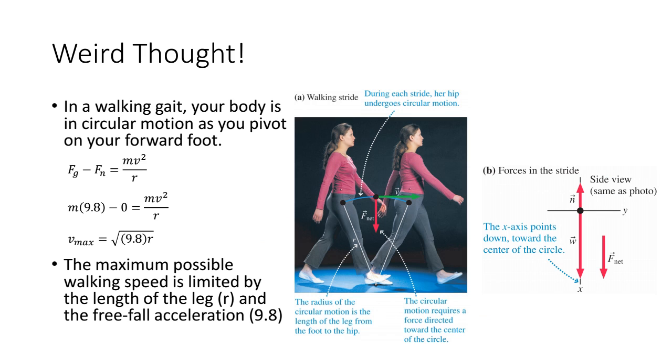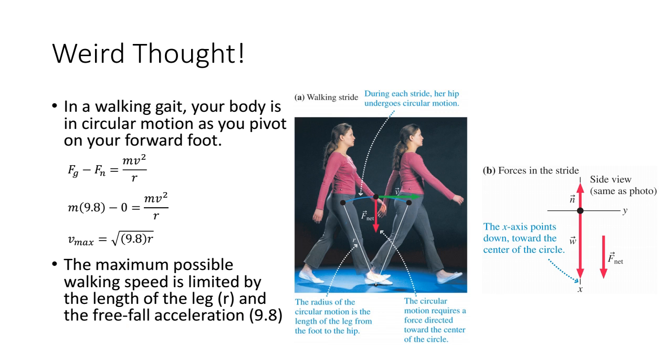Here's a weird and cool thought. When you're walking, your body is in circular motion as you pivot on your forward feet, and your feet move in a circular path, with the radius of that motion being the length of your leg. That means that your maximum possible walking speed is determined by the length of your leg and the free fall acceleration.